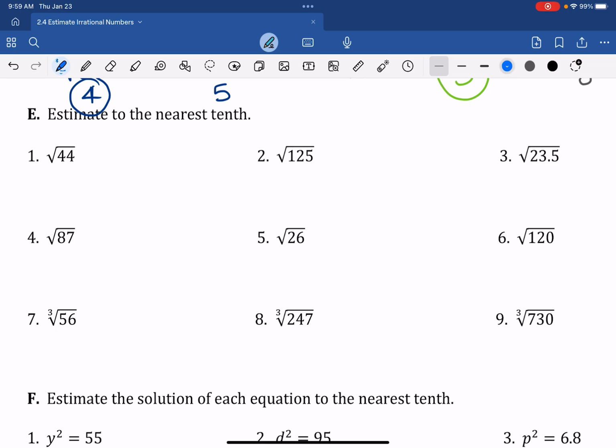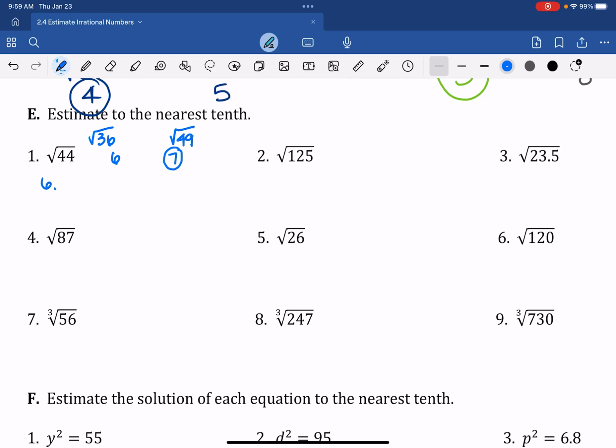So we'll start with the square root of 44. If I look up above, I can see that that square root is in between 36 and 49. Those are the two perfect squares that it's in between. So my decimal is going to be in between 6 and 7, but 44 is closer to 49, so I know my decimal is going to be closer to 7. Now I need to pick a decimal between 6 and 7, but closer to 7.